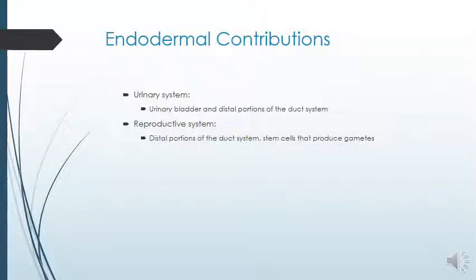And lastly, if we look at the endodermal contributions, we see that for the urinary system, the urinary bladder and the distal portions of the duct system, and in the reproductive system, the distal portions of the duct system and the stem cells that produce gametes.